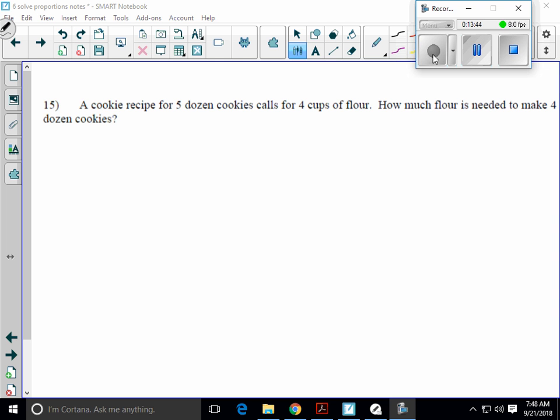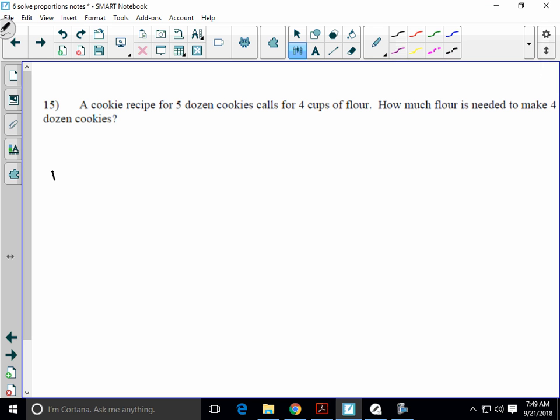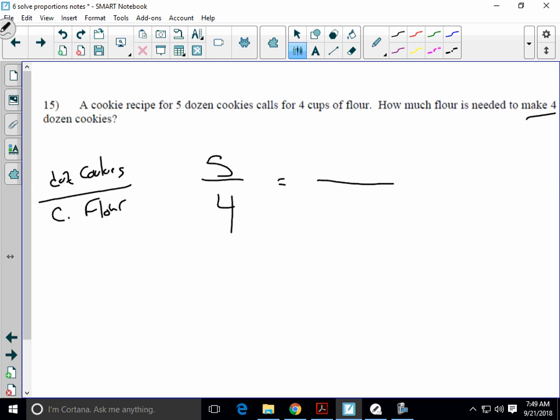Okay, so there are 2 for you to try. We'll read the first one together, and we'll set it up partially, and then you can finish it. Cookie recipe for 5 dozen cookies calls for 4 cups of flour. Okay, so we have dozen cookies, cups of flour. 5 dozen cookies needs 4 cups of flour. Reading the question, how much flour is needed to make 4 dozen cookies?